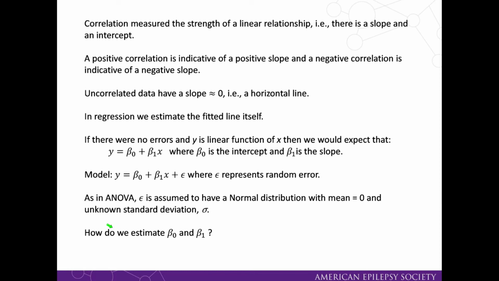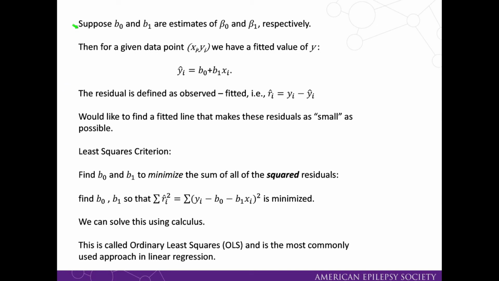How do we estimate beta naught and beta 1? This is standard notation in statistics. When we get to parameters like this, it is beta that is used for all of them, the slopes as well as the intercepts. But our estimates are going to be things that we actually compute. So suppose b0 and b1 are estimates of beta naught and beta 1 respectively. Then for a given data point, an observation, we have a fitted value of y. Remember way back to our early slides where we said estimates get hats on them. So the estimated y will be y i hat, and that will equal b0 plus b1 x i.